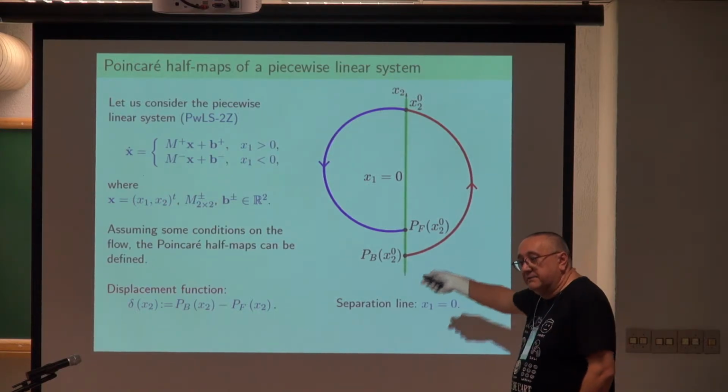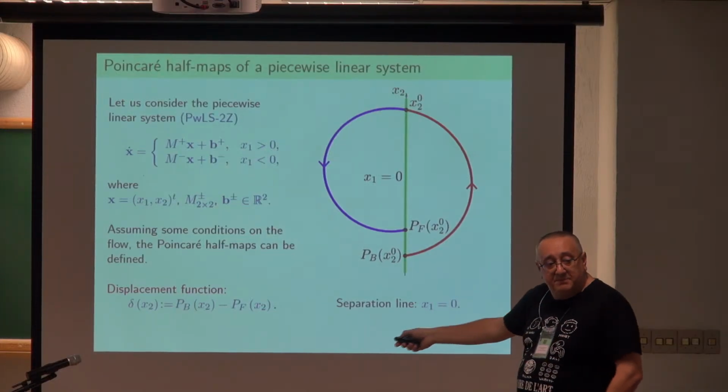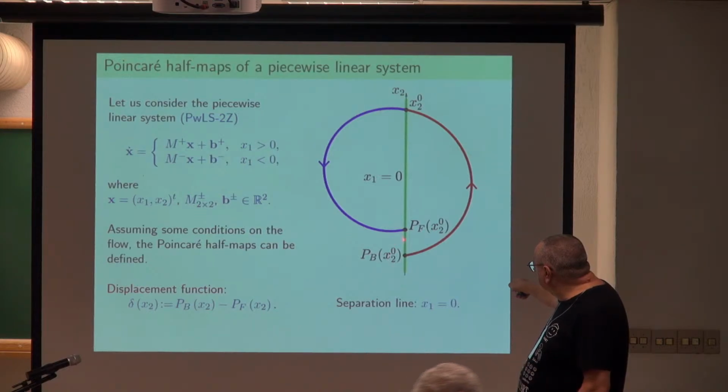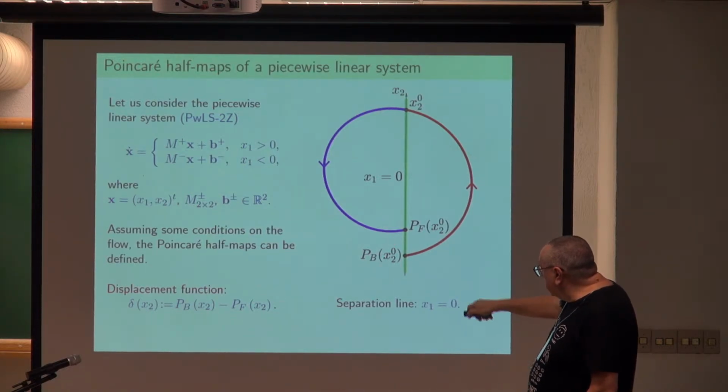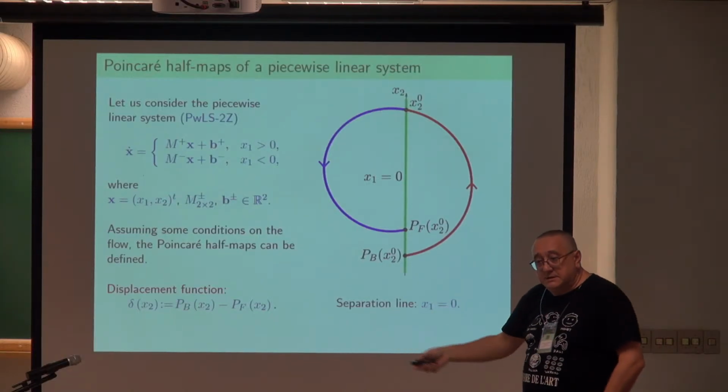Another equivalent possibility is to take the point and integrate forward, and then we have the forward Poincare half map, and integrate backwards, and then we have the backward Poincare half map. The difference between these two quantities is usually called the displacement function.